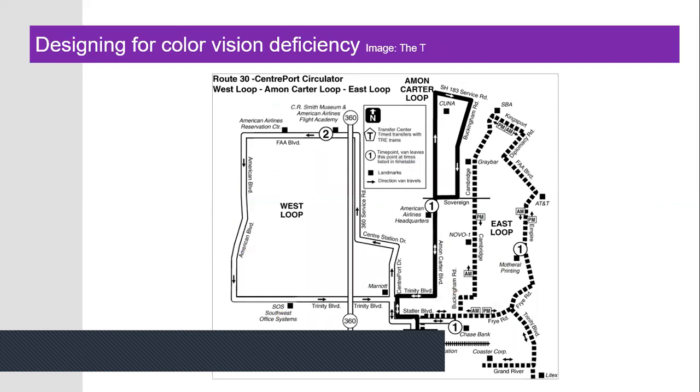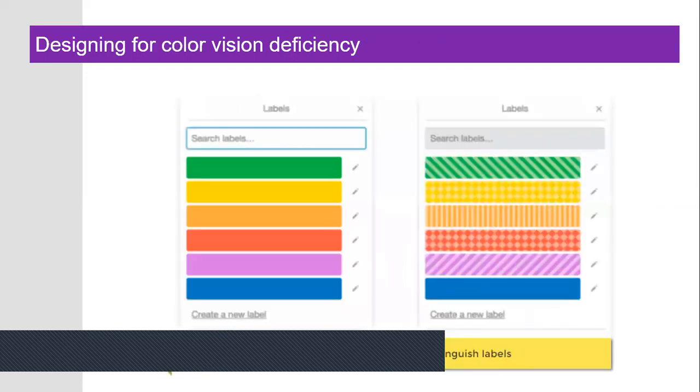Another strategy for a transit map might be to use different patterns for the lines instead of colors: solid, dash, dotted. Another approach is to use both color and pattern. This slide depicts colored labels used in the Trello project management application. When Trello's colorblind mode is enabled, a different pattern is added for each color, allowing users with color vision deficiencies to perceive differences among labels.